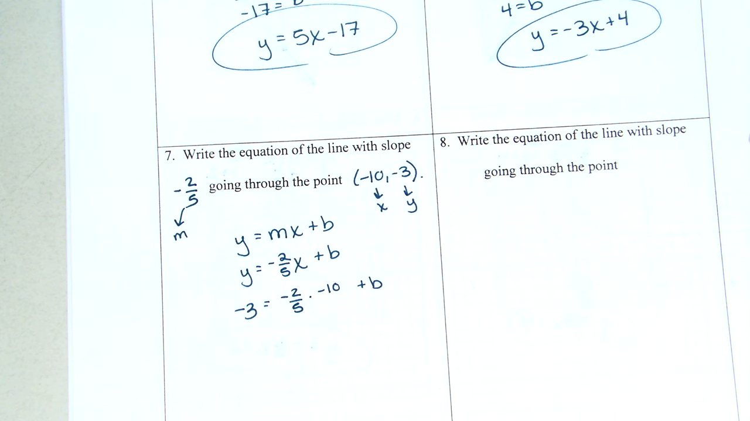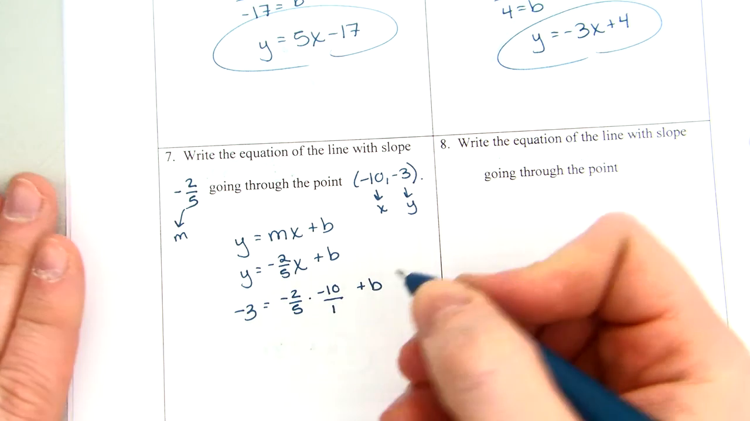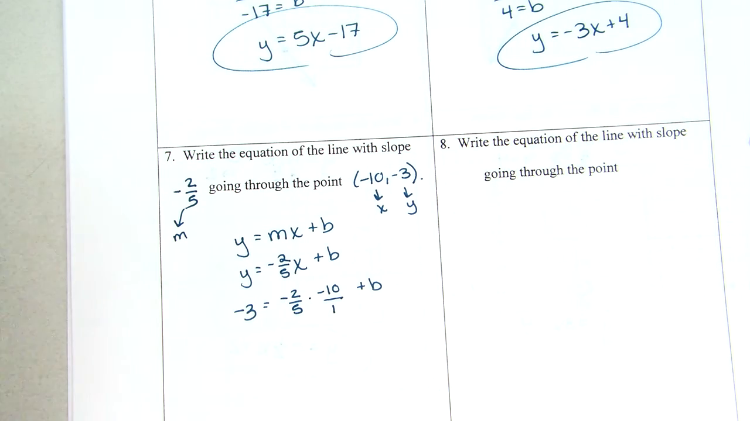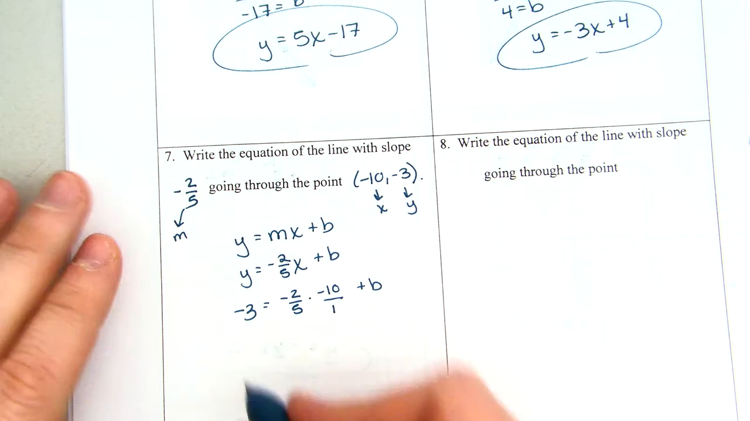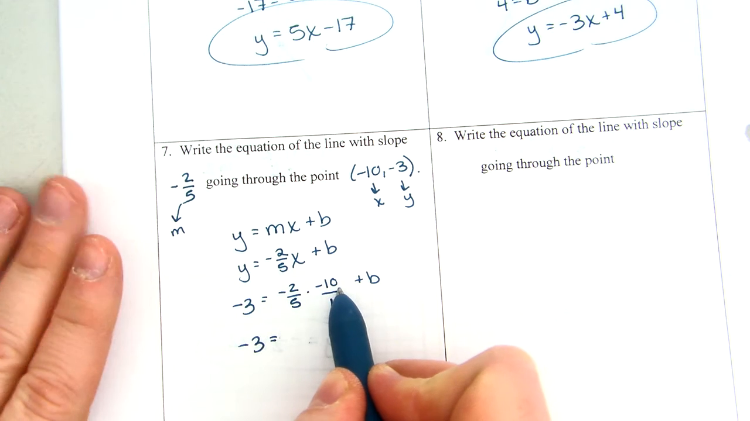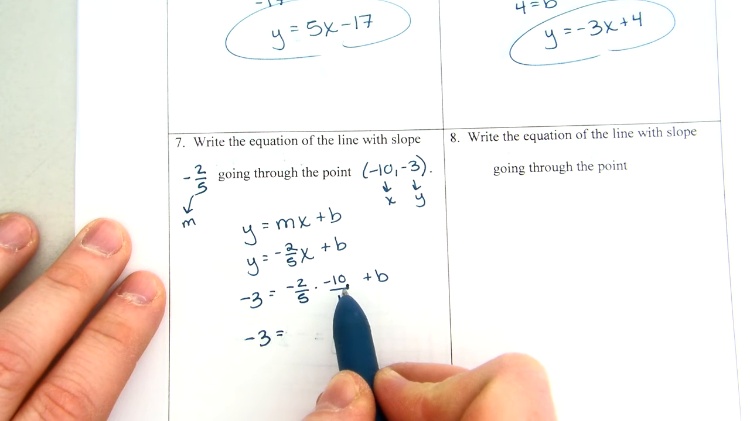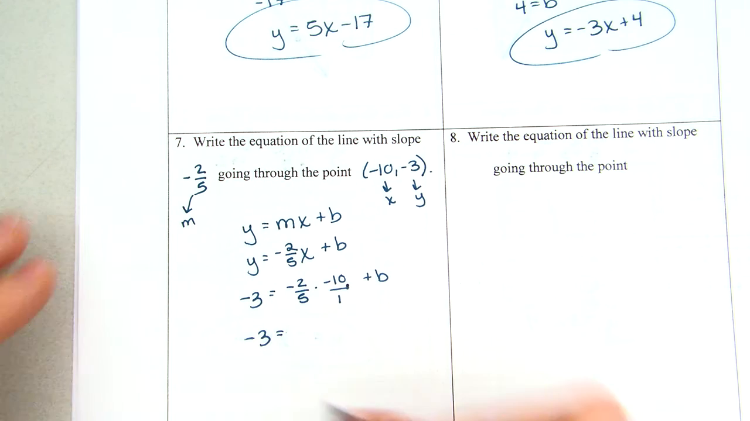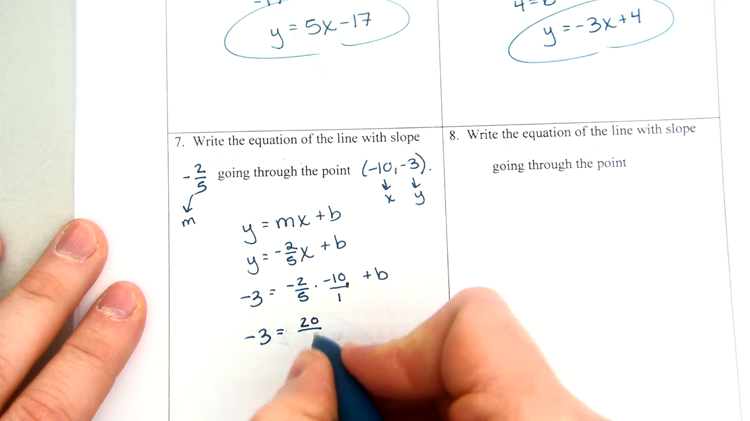And we got to remember how these fractions work. What's the trick? Pedro. Negative 10 over 1. I never want to multiply a fraction by just a regular number. I want to do a fraction by a fraction, because then I can just multiply the numerators, the tops, and multiply the denominators, the bottoms. I'm going to get negative 3 equals, okay, negative 2 times negative 10 is positive 20, yeah. And 5 times 1 is 5.